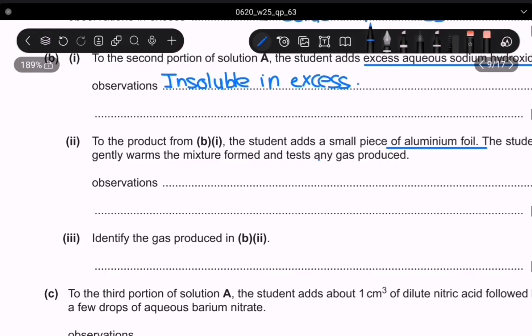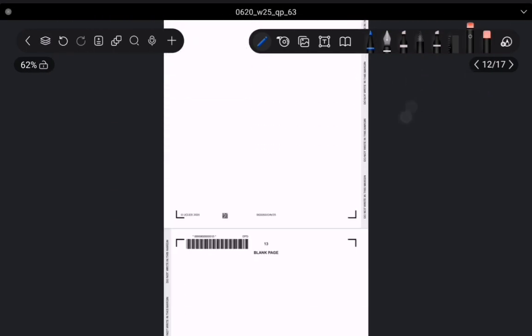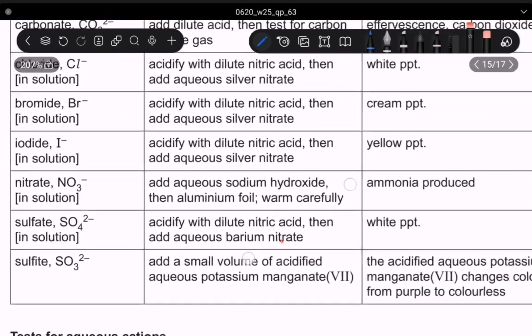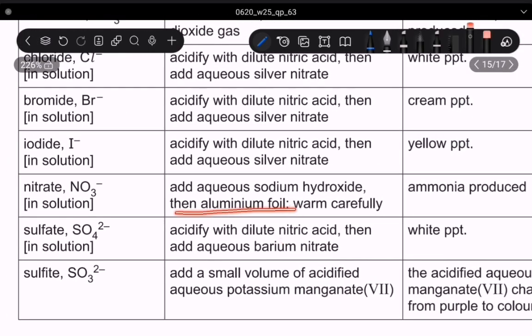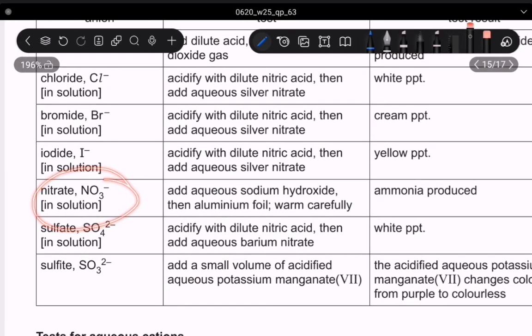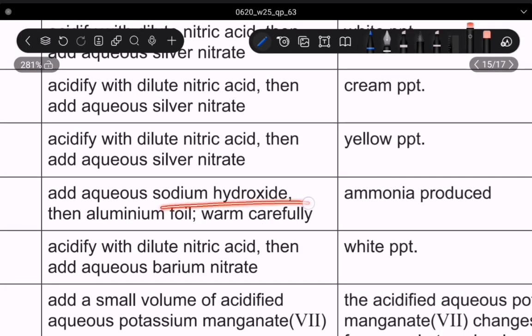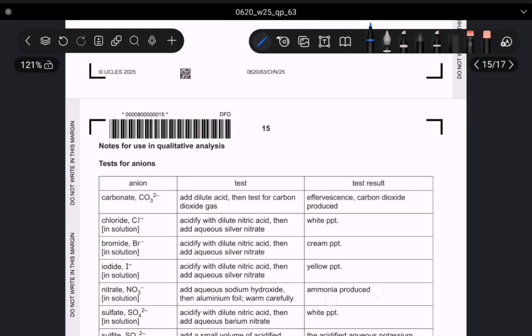Now, to the product formed in part B(i), the student adds a small piece of aluminium foil. The student gently warms the mixture and tests any gas produced. One thing you need to know: I'm going back to the anion tests. We add aluminium foil after adding sodium hydroxide, and then warm carefully. It's for nitrate. We do have a nitrate ion. So when you put aqueous sodium hydroxide and then add aluminium foil and warm it gently, you get ammonia gas produced.